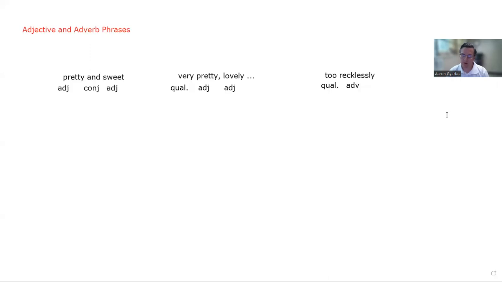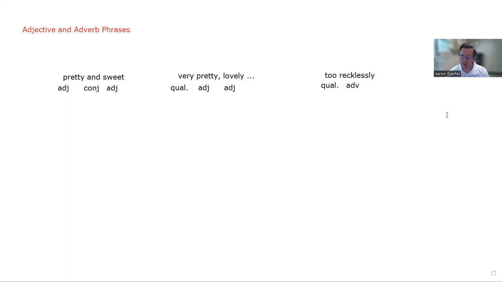So here we are. The first one should look a little familiar from when we did noun phrases. We've got two adjectives that we're connecting with a conjunction. So in a sentence, it would be either she was a pretty and sweet person, or she is very pretty and sweet, right? Follow the be verb, or it could be in front of a noun.